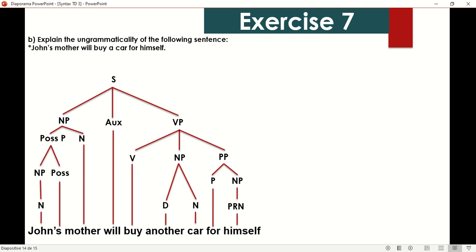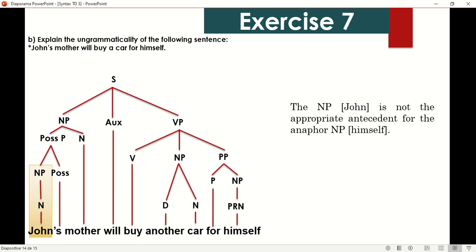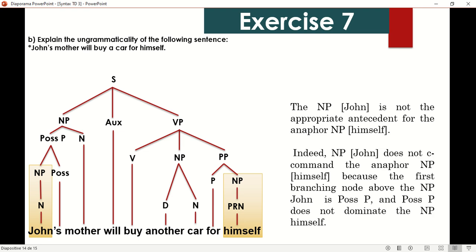Now let's prove that John is not the appropriate antecedent for this anaphor himself. The thing is that there is no C command. Why? Because the first branching node, which is a possessive phrase here dominating the NP, does not dominate the anaphor himself. Since it does not, there is no C command and the sentence is ungrammatical.